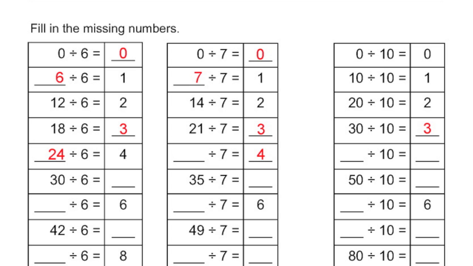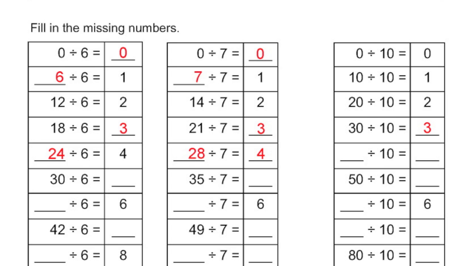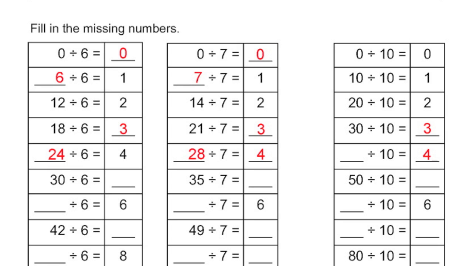Fact families again. 4, 7, and something. So what is 4 times 7? It's 28. I'm going to fill in the last column. 4 times 10 is equal to 40.